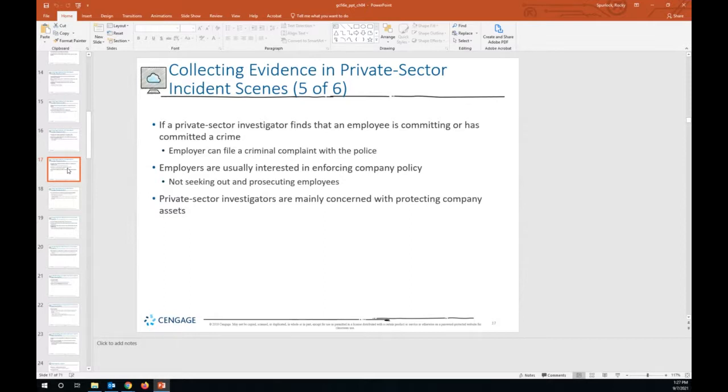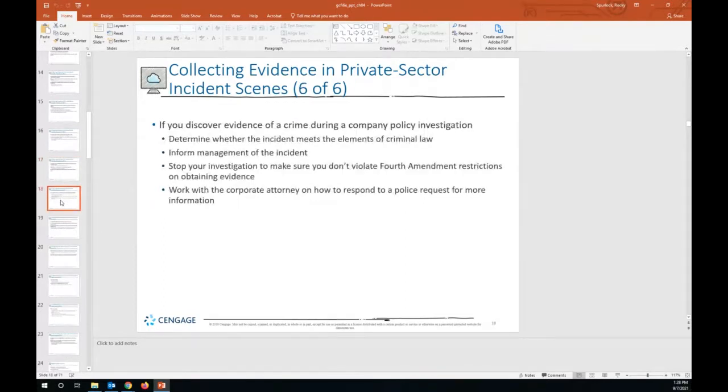Now, if a private sector investigator finds that an employee is committing or has committed a crime, the employer can file a criminal complaint with the police. Employers are usually interested in enforcing company policy, not seeking out and prosecuting employees. So private sector investigations are mainly concerned with protecting the company's assets.